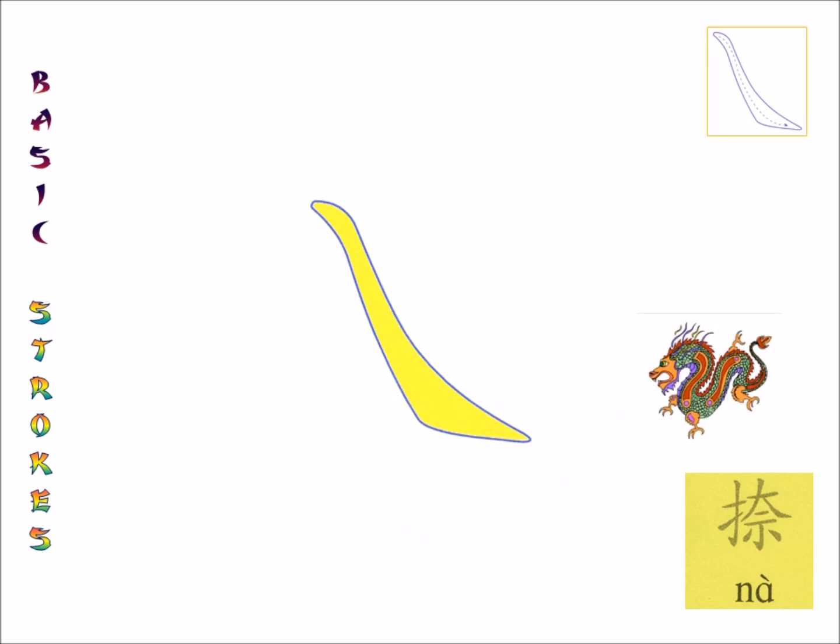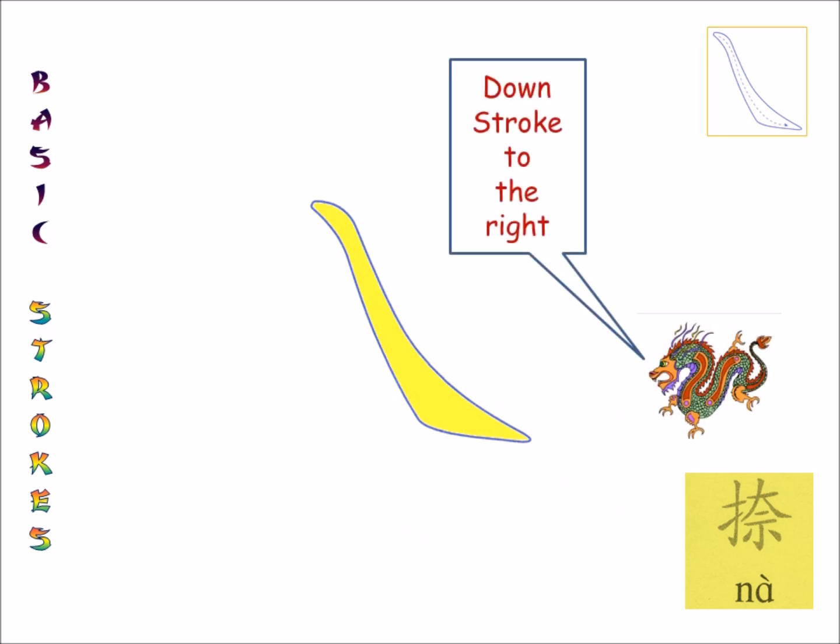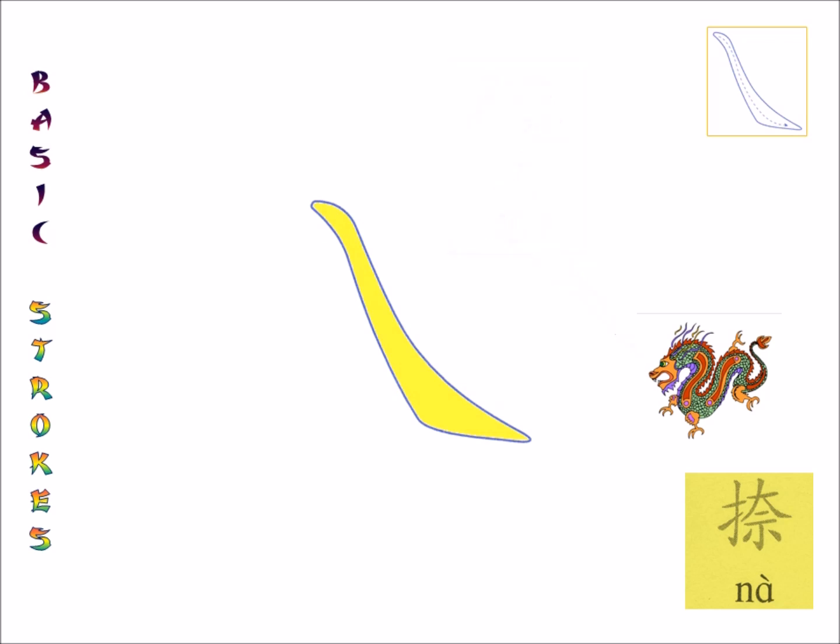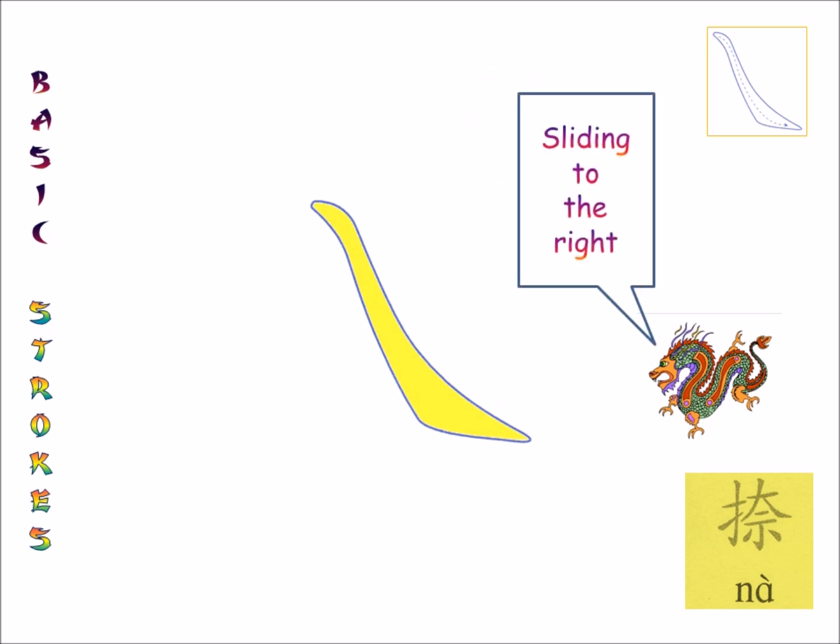Na. Downstroke to the right is like sliding to the right.